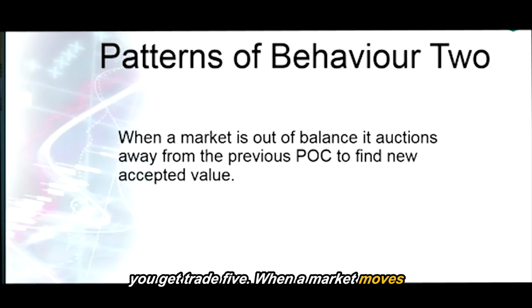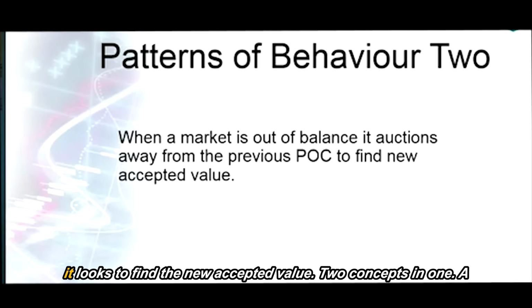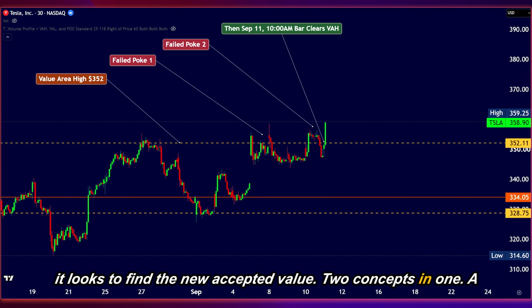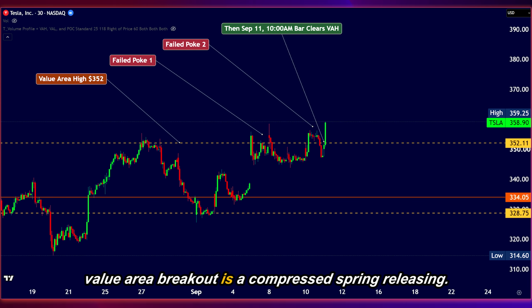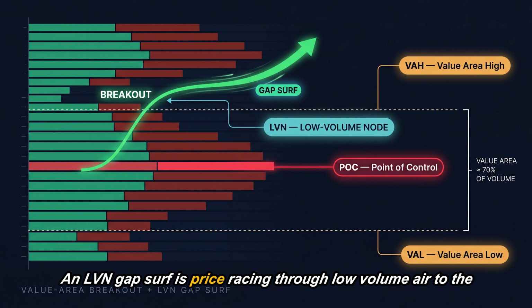When a market moves out of balance, it auctions away from the previous point of control as it looks to find the new accepted value. Two concepts in one. A value area breakout is a compressed spring releasing. An LVN gap surf is price racing through low volume air to the next shelf.